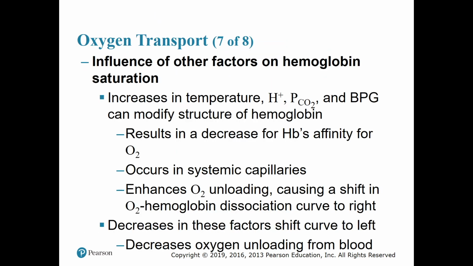Several factors can influence hemoglobin saturation. Increases in temperature, H plus concentration (lower pH), partial pressure of CO2, and BPG can modify the structure of hemoglobin. This results in a decrease in hemoglobin's affinity for oxygen, and it occurs in the systemic capillaries, and it will enhance oxygen unloading, causing a shift in the oxygen hemoglobin dissociation curve to the right. Decreases in these factors shift the curve to the left.